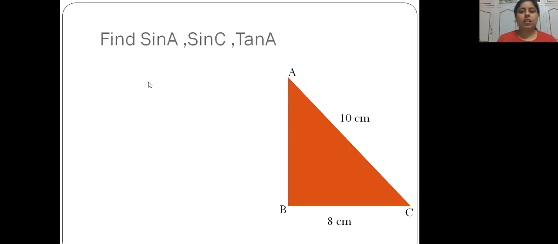Now I have taken an example to show how perpendicular and base are interchangeable, and how the ratios change if I'm considering angle A. So sin of angle A has a different value, and sin of angle C has a different value. I am explaining this through this example. First I have to calculate the value of this side AB. In this triangle ABC, the measurements of two sides are given, AC and BC.